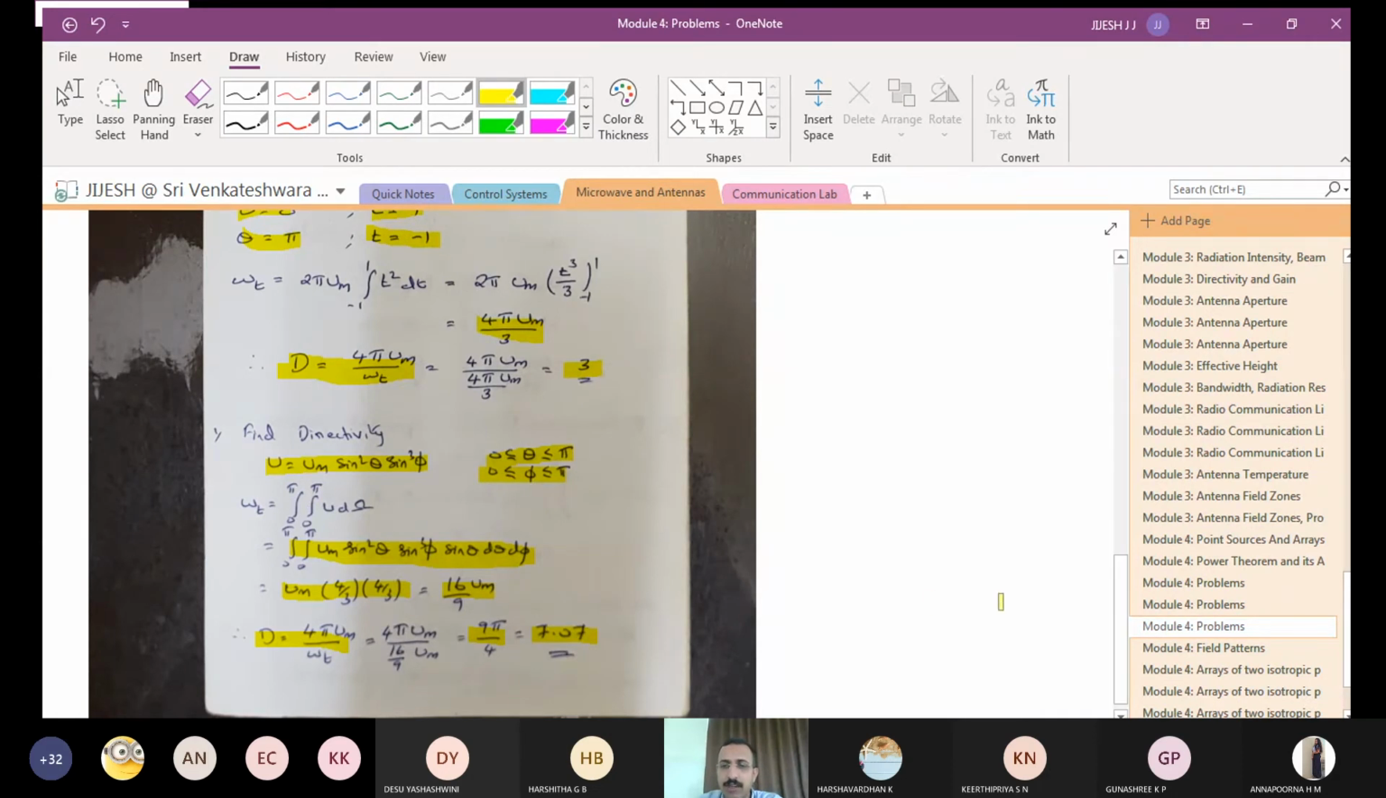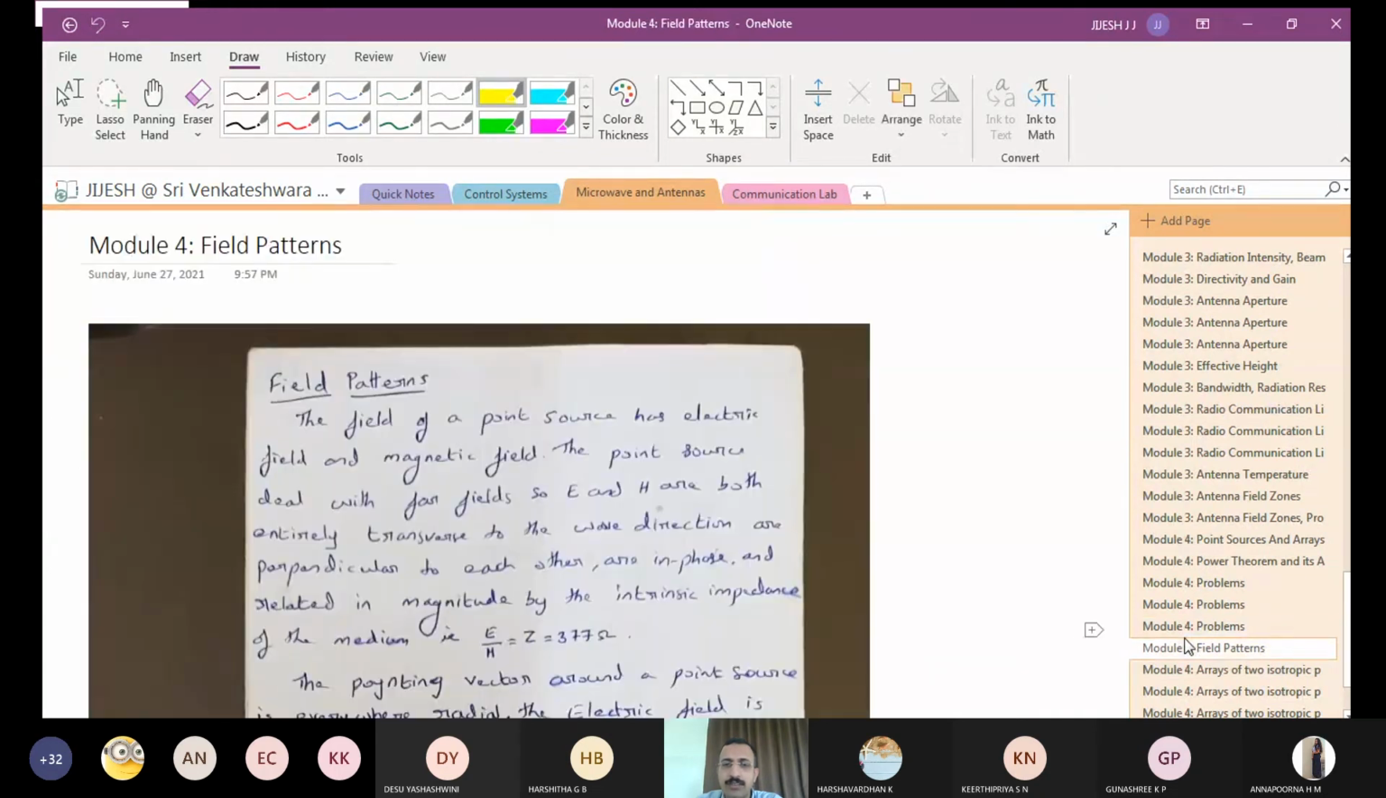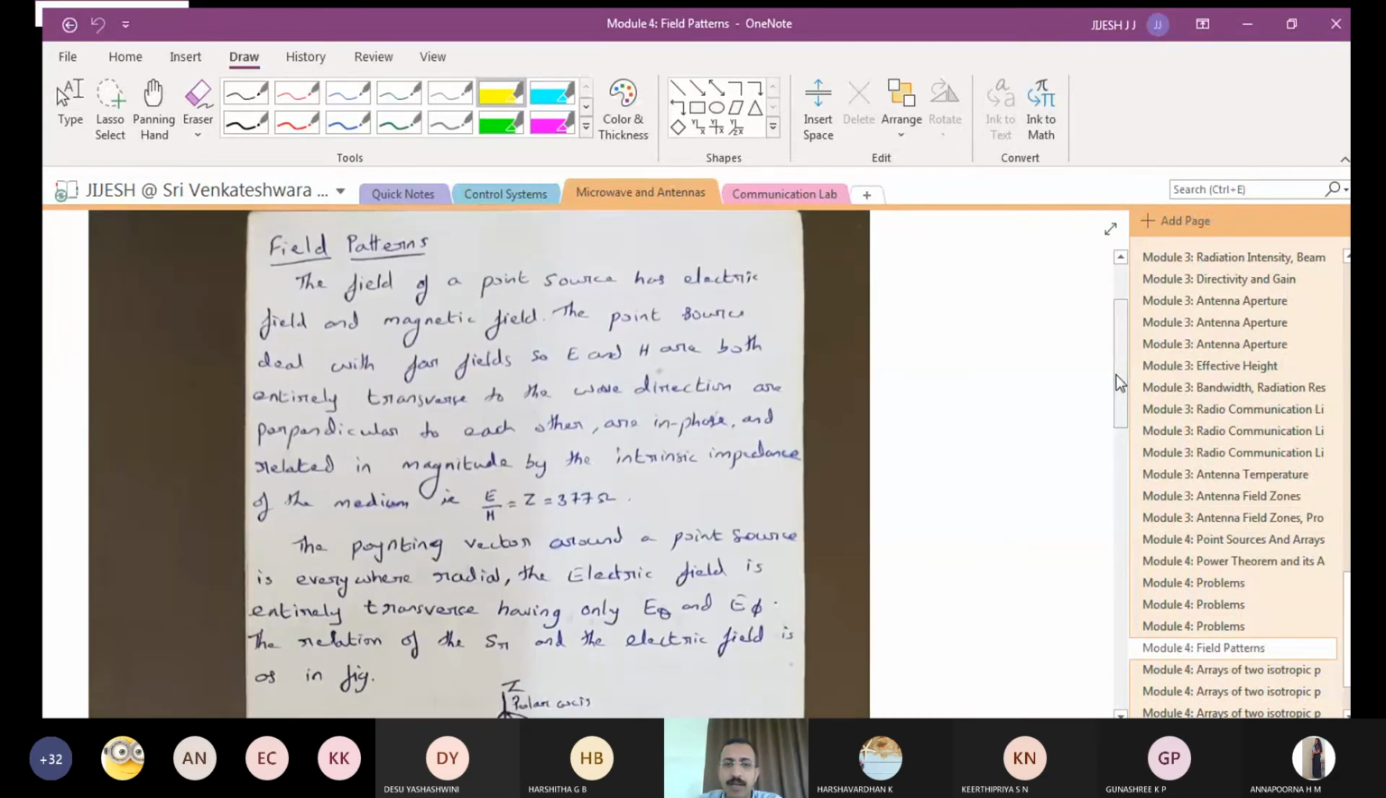So I think all of you might have completed. If you are still doing it, you can continue that later as well. So we will just move on to the topic field pattern. So write down field pattern.